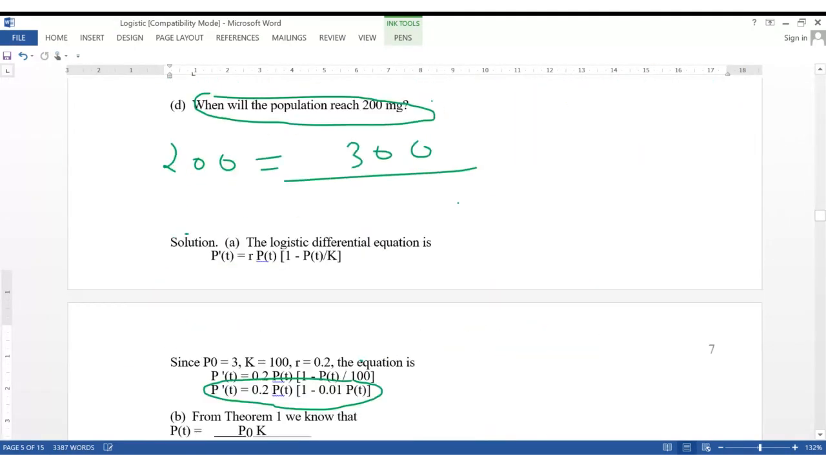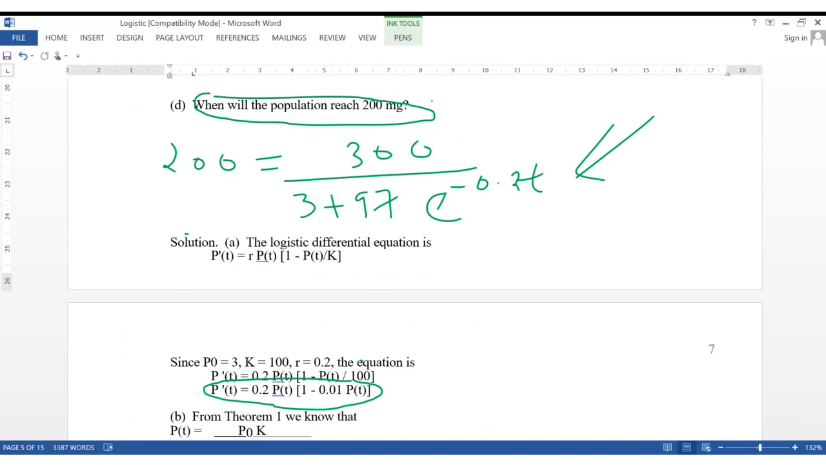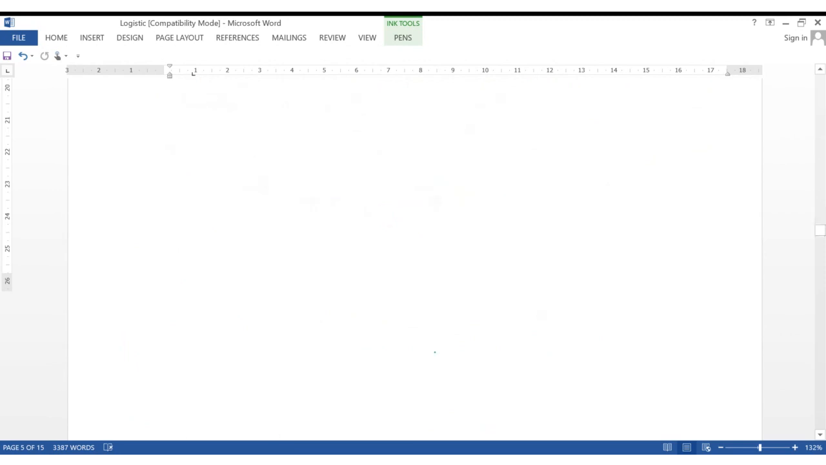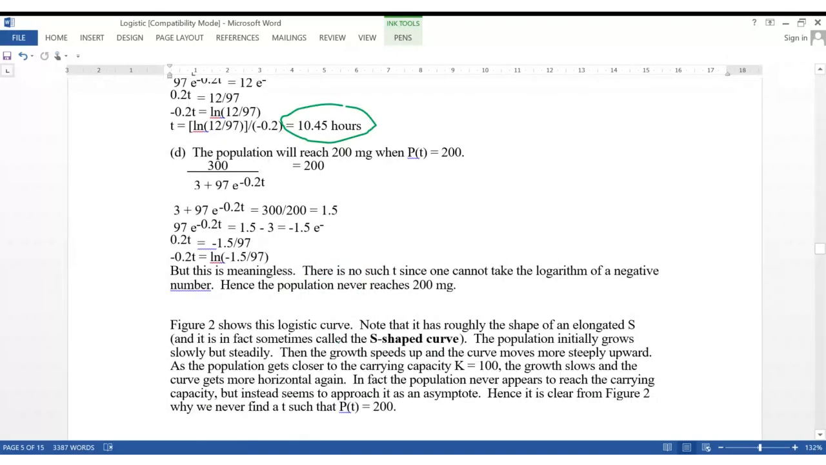3 plus 97, and then exponential negative 0.2t. So if you follow the same procedure, the value that they were getting, you bring the 200 on this side, and then you bring that other on that other side. The value that they were getting, let me confirm here, part D, they are getting which value? They're getting a negative value, but this is meaningless. There's no such t.